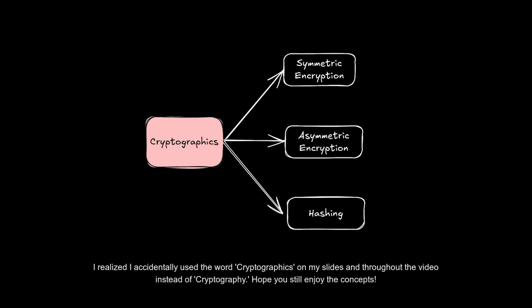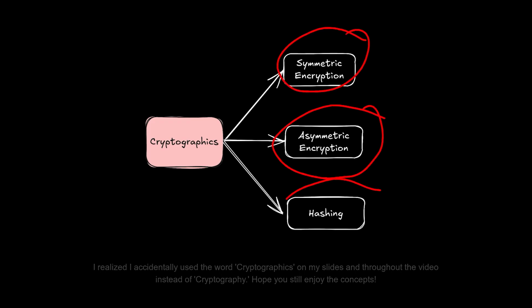The building blocks of cryptography contain three algorithms. The first one is symmetric encryption, then asymmetric encryption, and then hashing. So let's go from the top. With symmetric encryption, it is quite simple. We're using the same secret key to both encrypt and decrypt the data.